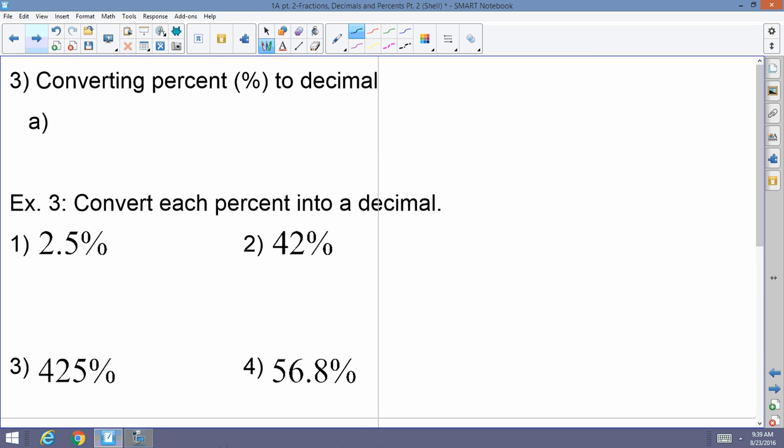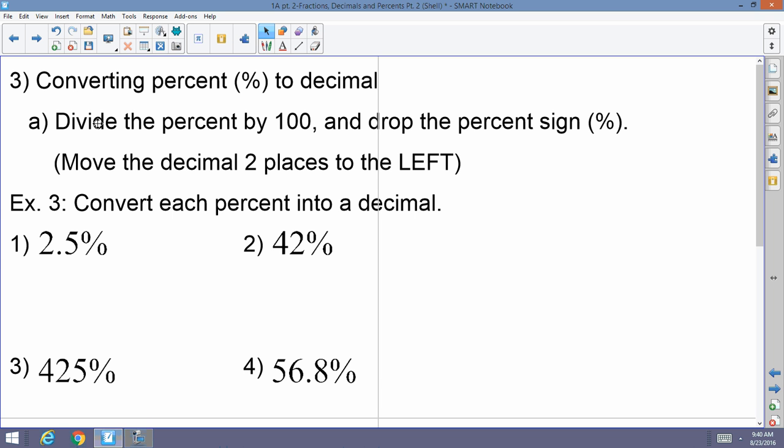Okay, converting a percent to a decimal, very simple as well. All these skills are easy. We just sometimes forget them because we may not use them all the time. In order to convert a percent to a decimal, you simply divide the percent by 100 and drop the percent sign. So in other words, move the decimal 2 places to the left.